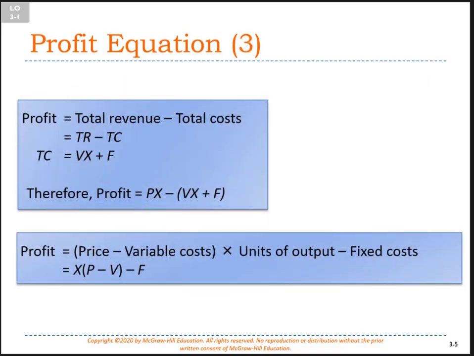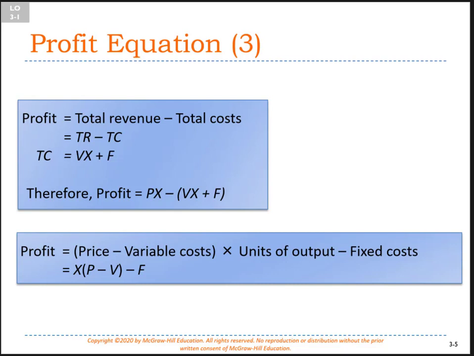So we're going to move things around a little bit to come up with the formula for profit. Remember, that's what we really want to know. All right? So, if we take our price minus variable costs, we're going to call that contribution margin in the next slide, times how many units we make.